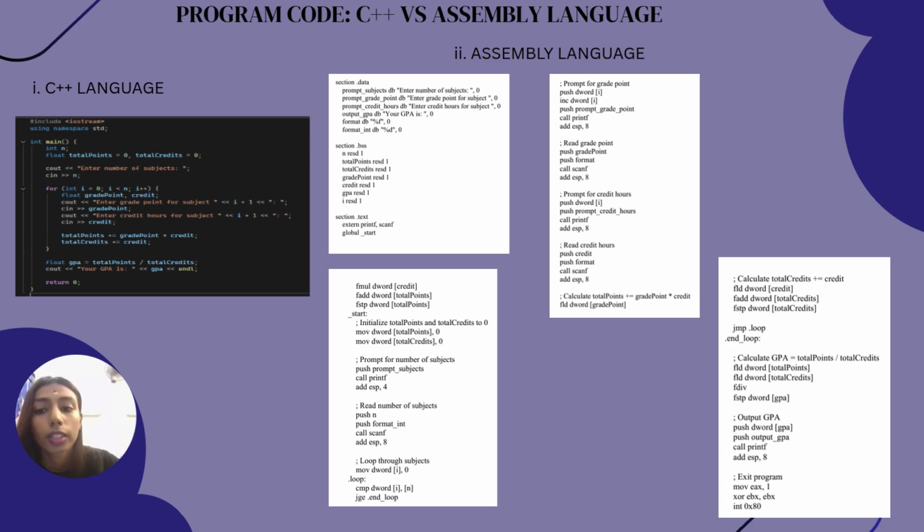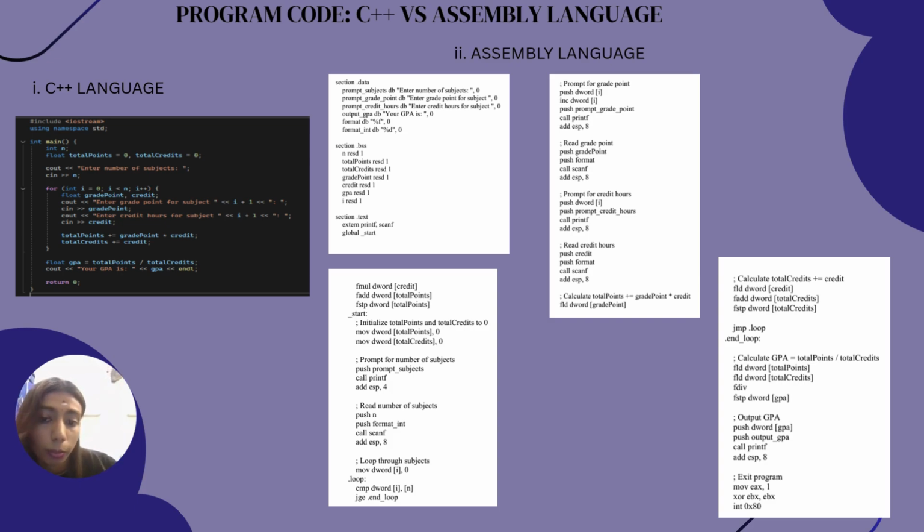The C++ program is designed to calculate a student's grade point average (GPA) based on the number of subjects, the grade point earned and the credit hour for each subject. It begins by prompting the user to enter the number of subjects. Then, using a for loop, it iterates over each subject and asks the user to input the grade point and the credit hour. Inside the loop, it calculates the total grade point by multiplying each grade point by each credit hour and adds the result to the total point. At the same time, it accumulates the total credit hours in total credit.